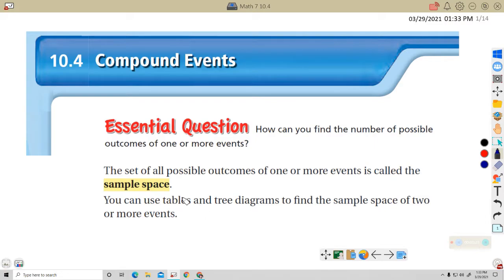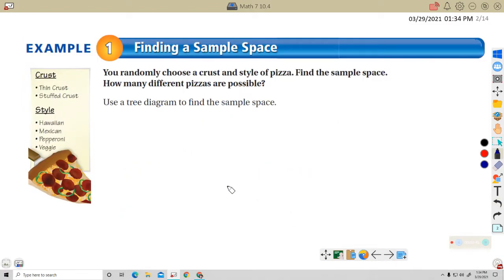Compound events. Okay, so first of all, a little bit of vocabulary for us here. The set of all possible outcomes of one or more events is called the sample space. And we can use tables and tree diagrams. Let's take a look at what that means here.